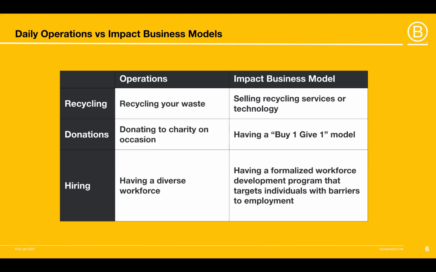However, a company that is focused on hiring formerly incarcerated folks and also provides additional resources that are unique to this population's barriers to employment would be a business model that can be captured in an IBM. It is clear that this company is receiving an IBM because it was designed to create a specific positive impact for its workers.